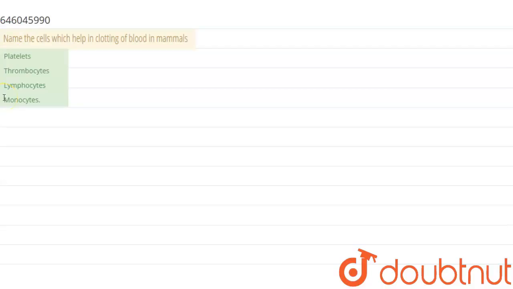The question is, name the cells which help in clotting of blood in mammals. We have given four options. Number one is platelets. Second is thrombocytes. Third is lymphocytes. And fourth is monocytes.